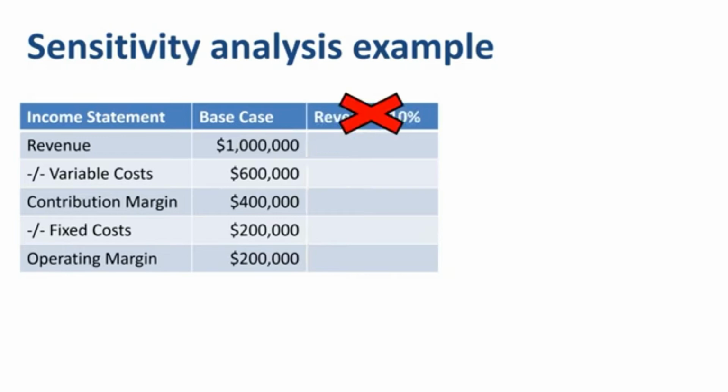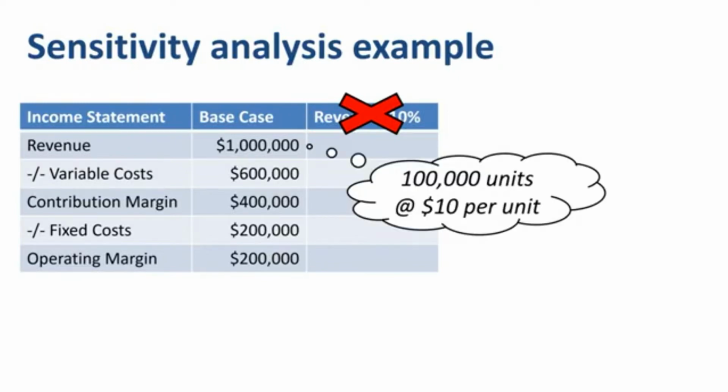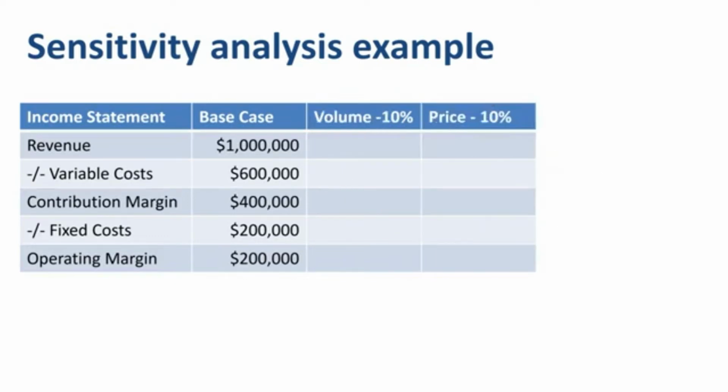Wrong question. Not every type of change in revenue has the same effect on operating margin. Currently, the company expects to sell 100,000 units of one single type of product at $10 each. If we want to analyze the impact of a change in revenue, input variable, on operating margin, target variable, then we should either take a 10% decrease in volume or a 10% decrease in price. Or even better, analyze the effect of each of these versus the base case side by side.